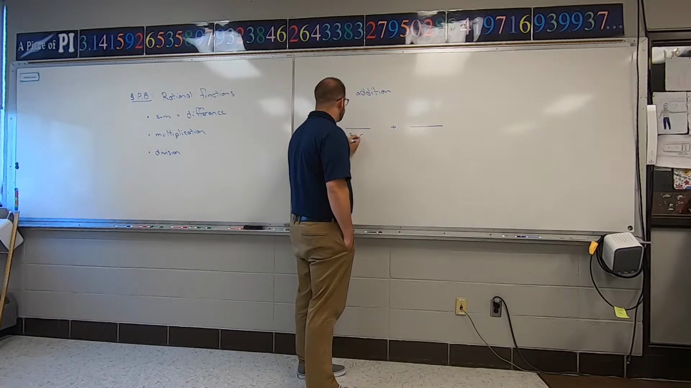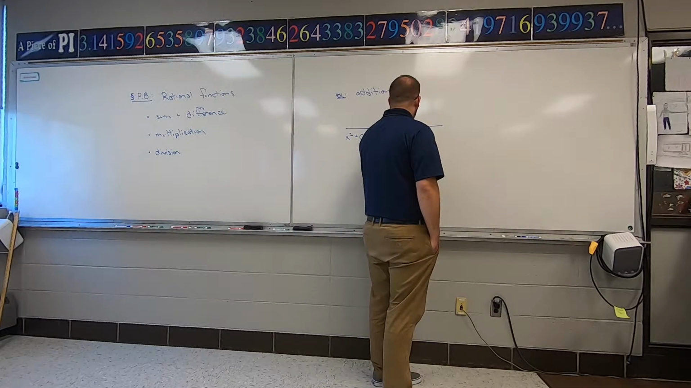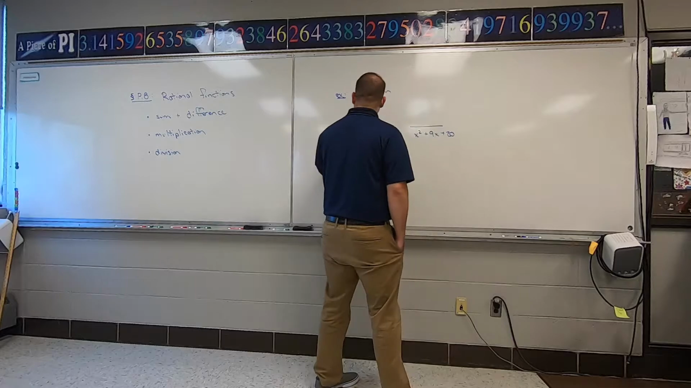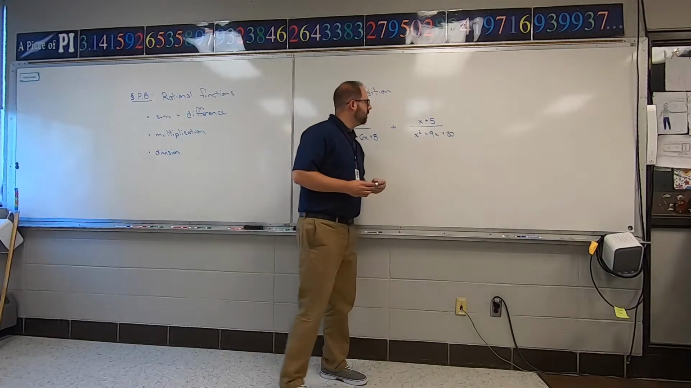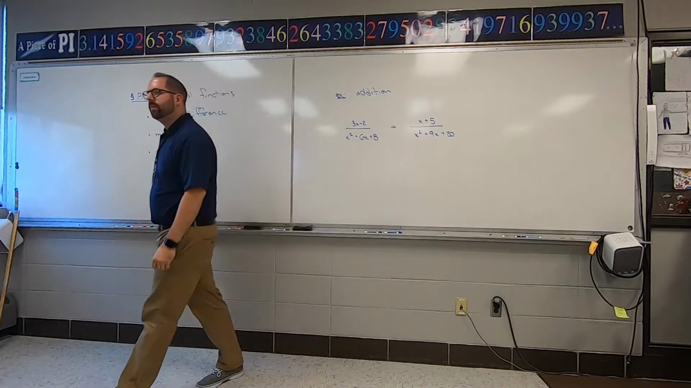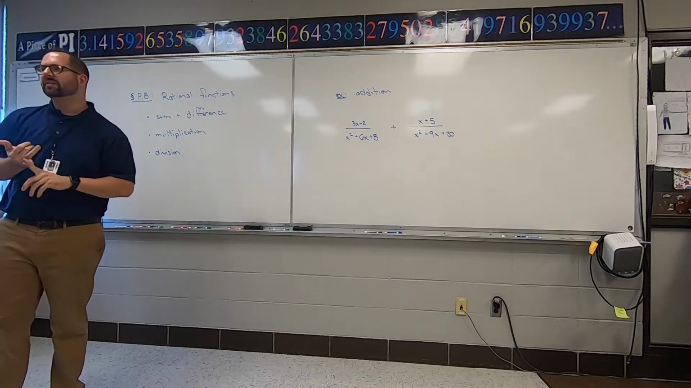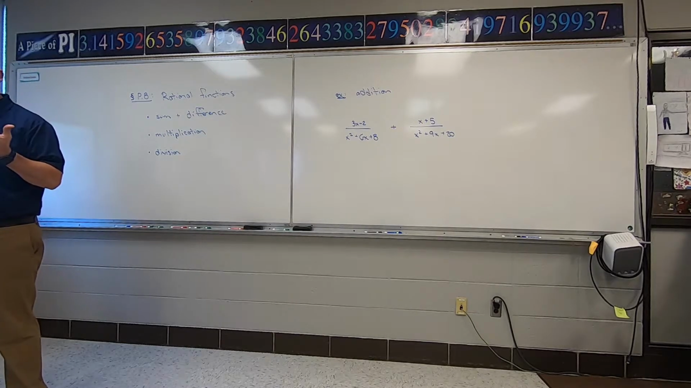Let's go with x squared plus 6x plus 8. And let's go with x squared plus 9x plus 20. And on the top, I'm going to go 3x minus 2 and x plus 5. Okay, this is a rational function. Do you see how there are fractions being added together? And are the denominators exactly the same? Definitely not. This is kind of an ugly problem.